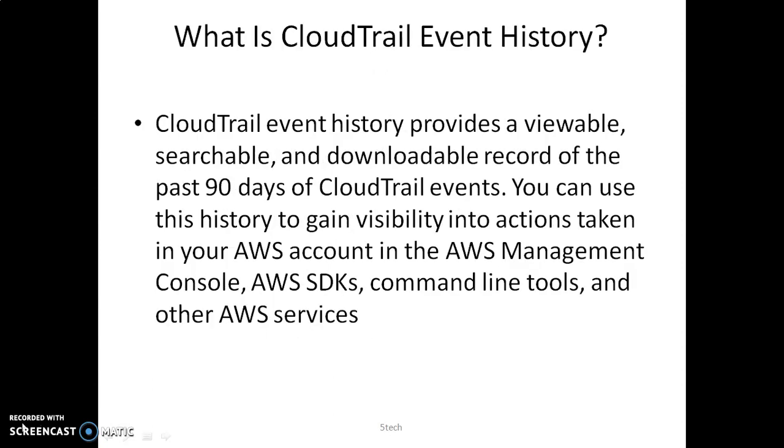Okay, what is CloudTrail event history? CloudTrail event history provides a viewable, searchable, downloadable record of the past 90 days of CloudTrail events. In the past 90 days, if any of the logs exist and you haven't seen the records or scanned through them, you can just go to the event history and you can see from now back 90 days. You can use this history to gain visibility into actions taken in your AWS account in the AWS Management Console, AWS SDKs, command line tools, and other services.